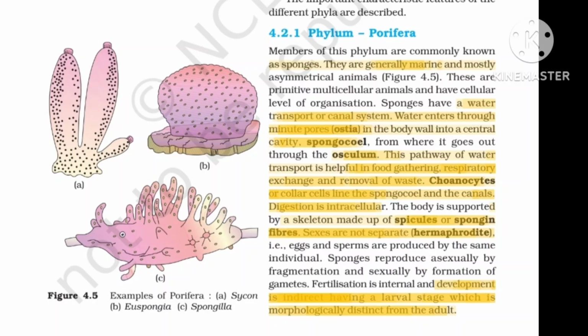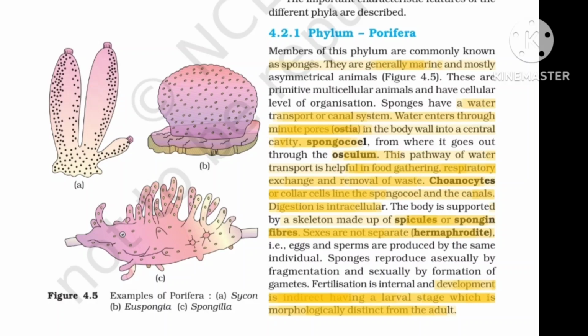In today's session, we are going to study the phyla from Porifera to Chordates. So let's start the topic, phylum Porifera. These phyla are commonly known as sponges. They are marine and mostly asymmetric animals. These are primitive multicellular animals and have a cellular level of organization.